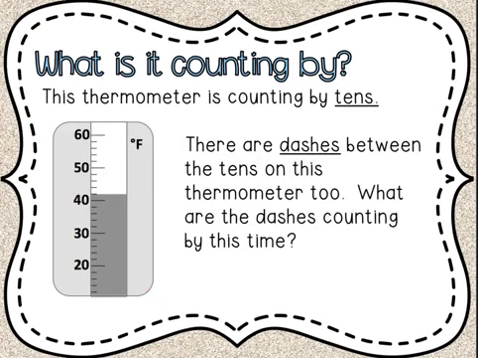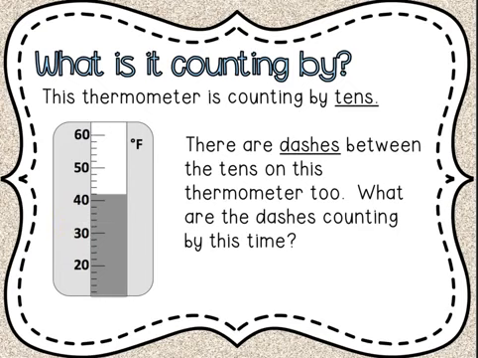Let's try it again. This thermometer is counting by tens. We know that because we can skip count from 20, 30, 40, 50, 60. There are dashes between the tens on this thermometer too. What are the dashes counting by this time? Well, if I start here and count my dashes, 1, 2, 3, 4, 5. There are going to be 5 jumps to get from 10 to 20, 20 to 30.